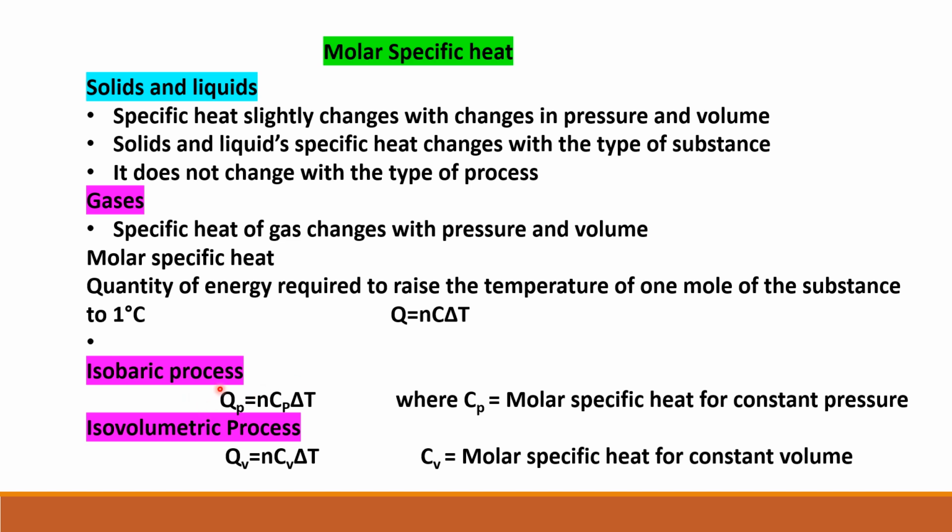One is the isobaric process. What is the isobaric process? The process takes place when the pressure is maintained constant. That is, the quantity of heat required to raise the temperature of 1 mole of the substance by 1 degree Celsius at constant pressure is called the isobaric process.